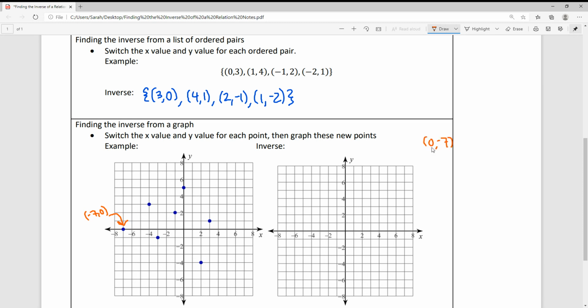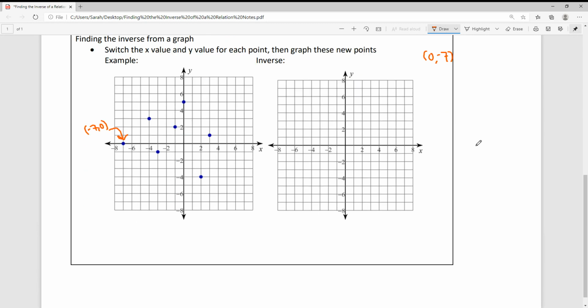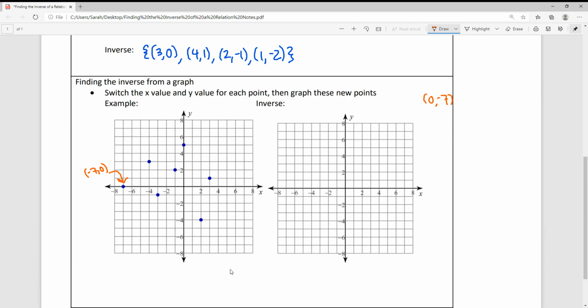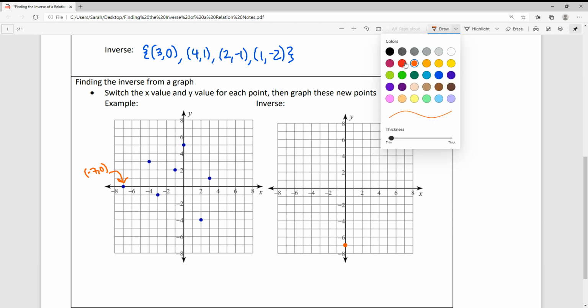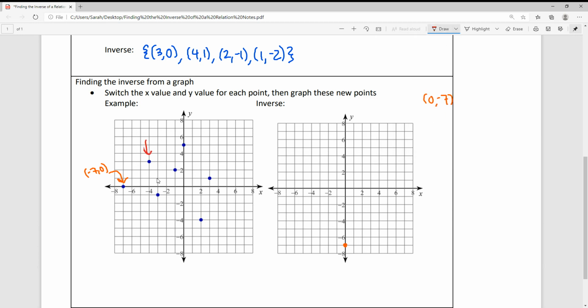So I'm going to graph 0, negative 7, which means X is 0, Y is negative 7. That's going to be on the Y-axis here. And I'm going to do that for all of the points I see here. It doesn't really matter what order you go in as long as you get every point. This point right here is negative 4, 3. So when I invert that, it becomes 3, negative 4. X is 3, Y is negative 4, goes here.